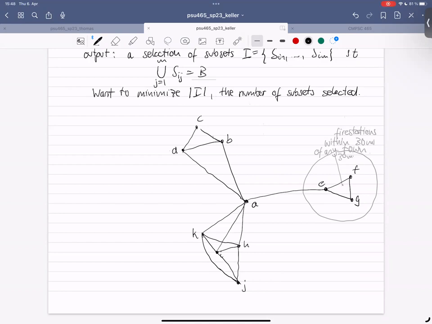Anyone? Sorry, I didn't get it. Disjoint sets of what?